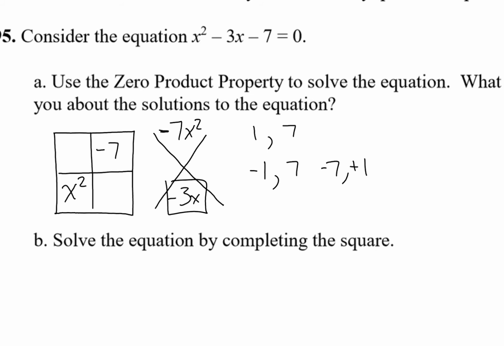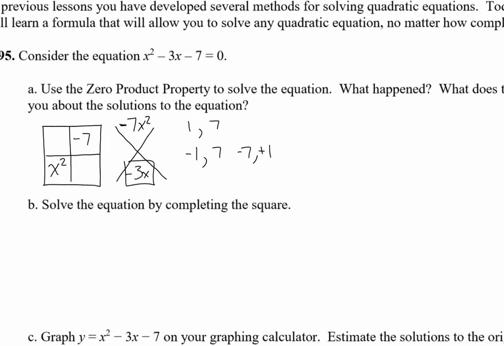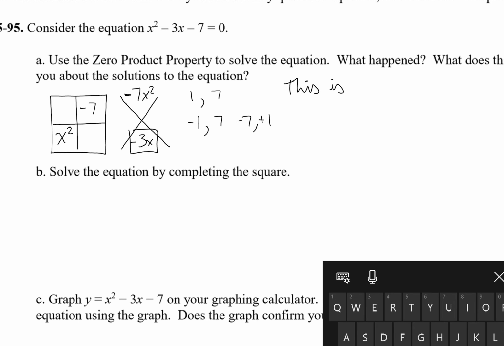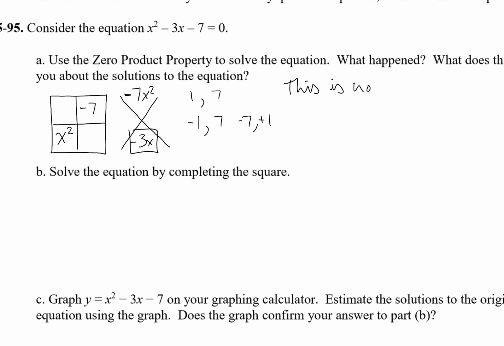Because I can't factor it, I know that the solutions to this equation, if they exist, have to be radicals. They have to involve square roots, and then we could write those in simplified radical form. So we're going to write down: this is not factorable. The solutions involve square roots.